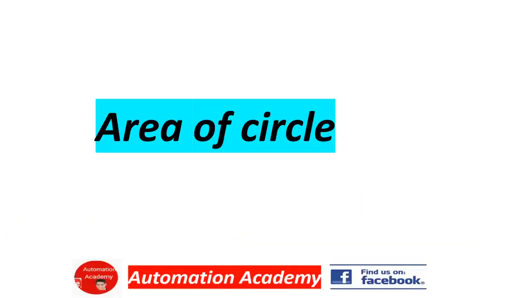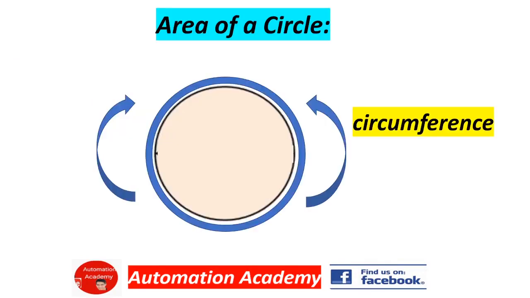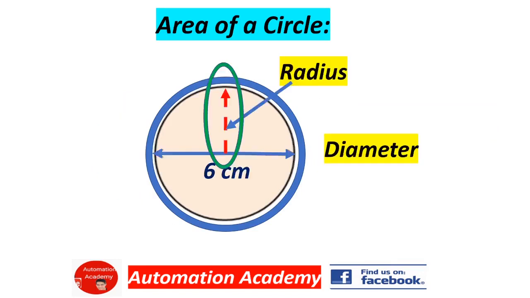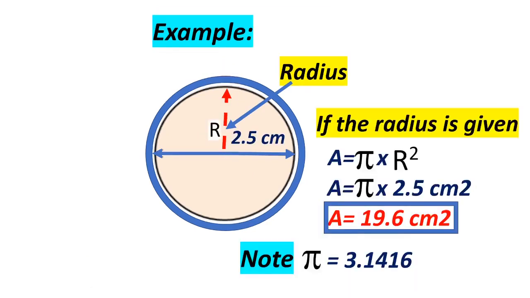Our next topic is area of a circle. The round part of a circle is the circumference, and the diameter is 6 centimeters, and this is the radius. The formula is area equals pi times r squared.